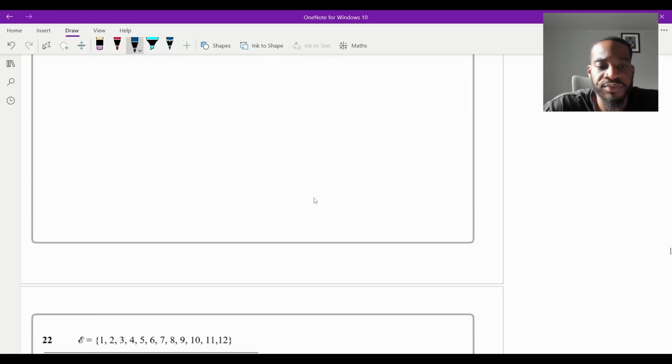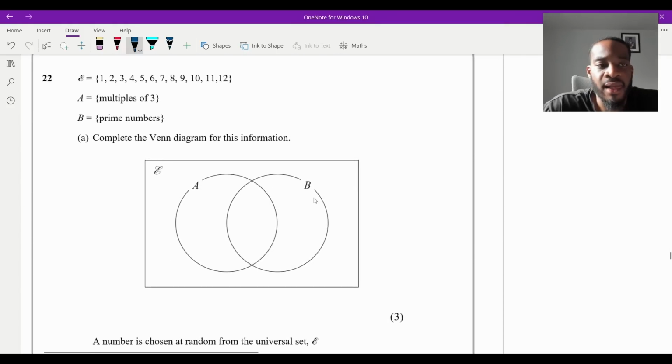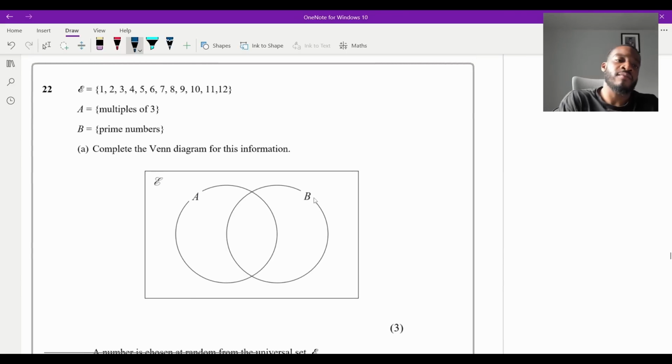Let's do question 22. Okay, so it says the universal set from 1, 2, 3, 4, 5, all the way up to 12 is that, and the set A is multiples of 3, and B is prime numbers. Part A says complete the Venn diagram for this information. So what you want to do when they give you these Venn diagram questions, this one here, it's descriptive. The sets A and B are descriptive. What you want to do is actually work out what the actual values are.